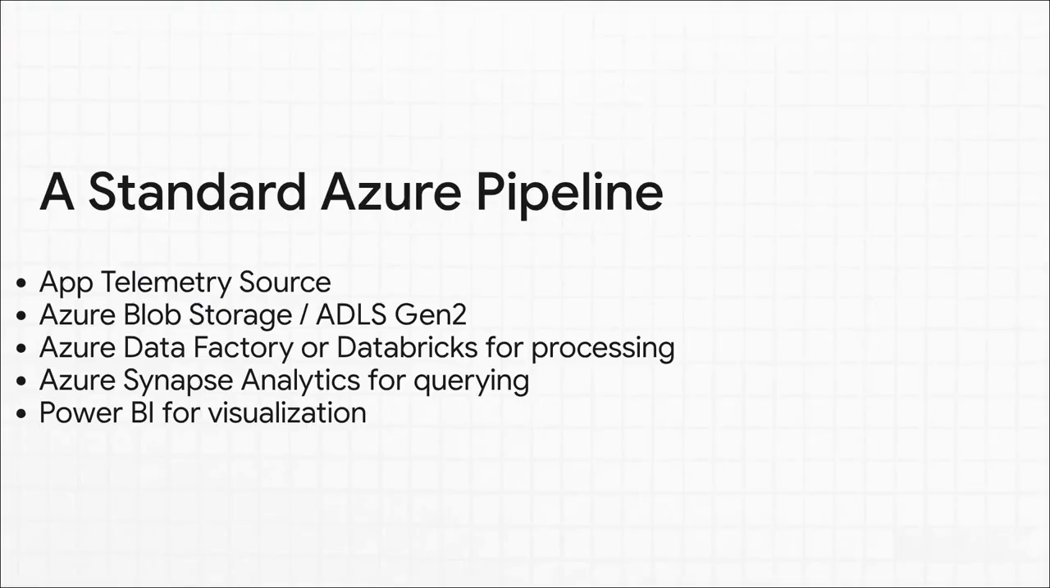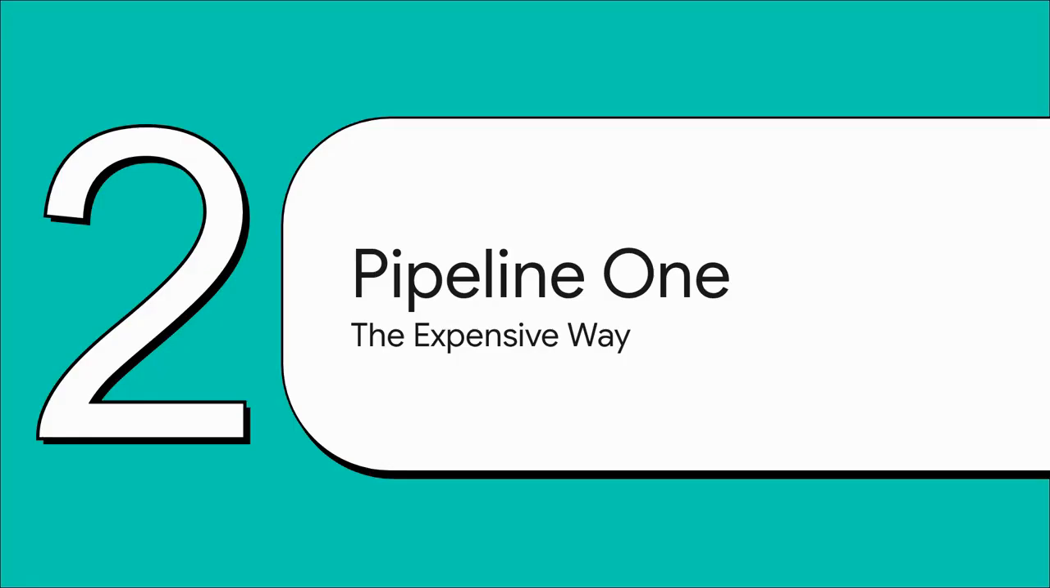Now, to handle all this data, you've probably built a pretty standard pipeline. The data flows from the app, lands in your data lake, something like ADLS Gen 2, gets crunched by Databricks or Data Factory, and then served up in Synapse for querying and Power BI for pretty charts. Look, this is a totally solid modern tech stack, but the devil, as always, is in the details, specifically in that storage layer.